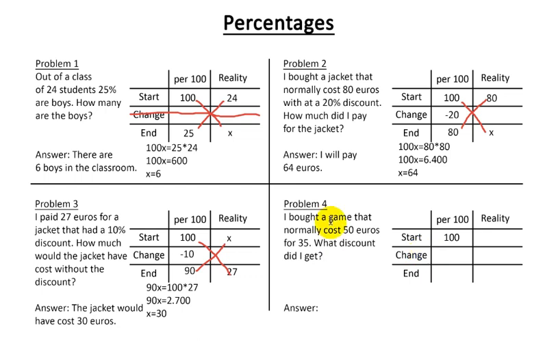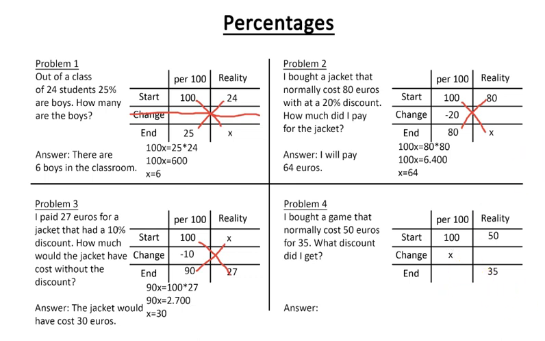Next, we have a problem that says, I bought a game that normally cost 50 euros for 35 euros. What discount did I get? In this case, we know how much the game initially cost, 50 euros, and we know how much we ended up paying. We paid 35 euros. What we don't know is the discount or how much we paid. So my unknown is basically here.